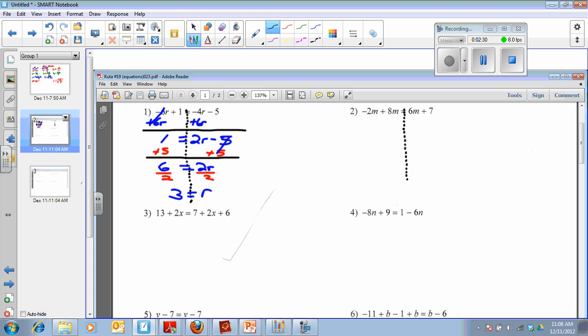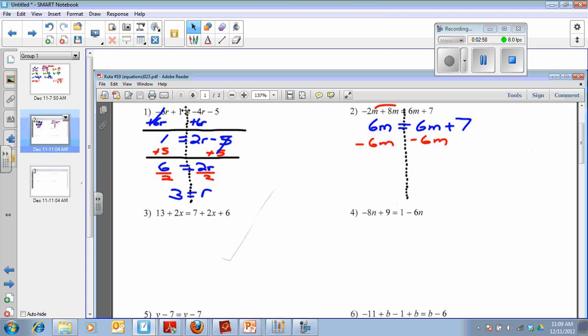So I draw my line down here. I'm looking on each side to see if I can simplify. On the left-hand side of the equation, it looks like I can put these two things together. So a negative 2m and a positive 8m put together is a positive 6m. And then that equals 6m plus 7. I'm going to see if I can get all my variables on one side. I'm going to move them all over here to the left, so negative 6m and negative 6m, and I'm going to do a sum line just to see what happens here.